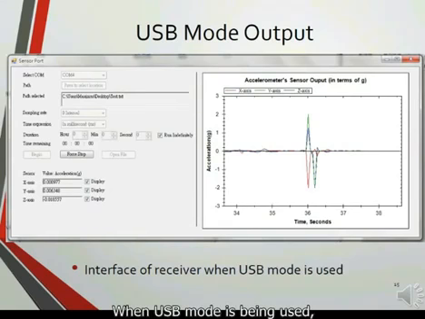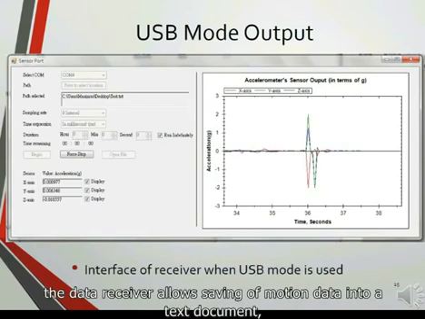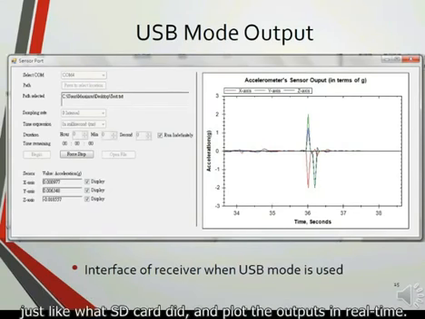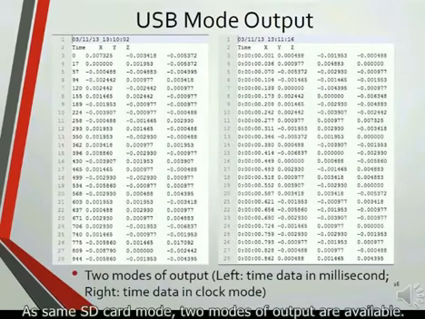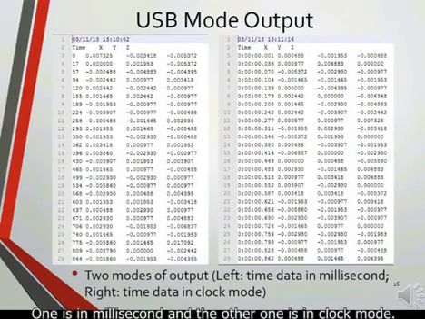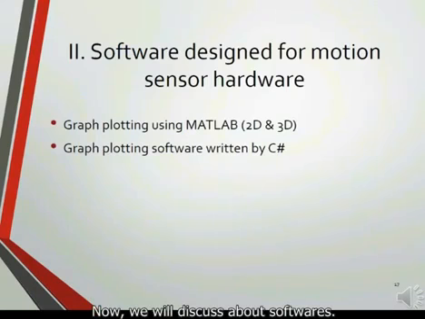When USB mode is being used, the data receiver allows saving of motion data into a text document just like the SD card did, and also plotting the output in real time. Same as the SD card mode, two modes of output are available. One is in millisecond and the other one is in clock mode. Now we will discuss the software.